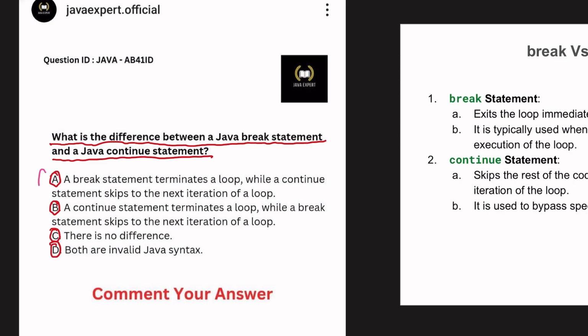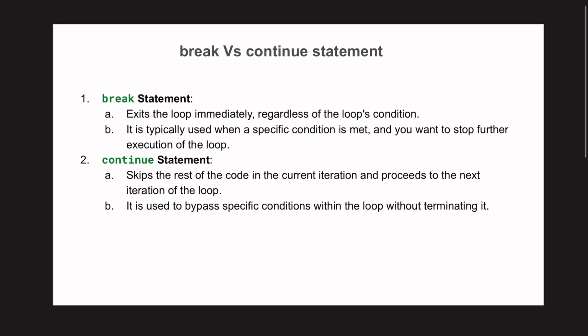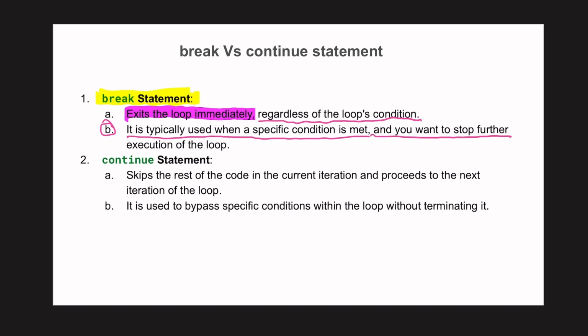Okay, let's check all these options one by one and find out the correct one. Before jumping into the options, let me tell you some information about the break and continue statements. First, we are going to discuss the break statement. A break statement exits the loop immediately regardless of the loop's condition. And second, it is typically used when a specific condition is met and you want to stop further execution of the loop. These 2 points describe the break statement.